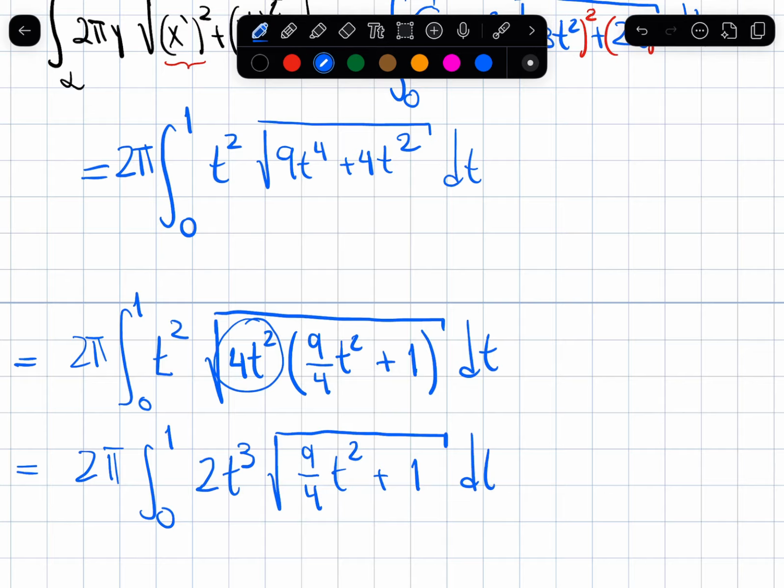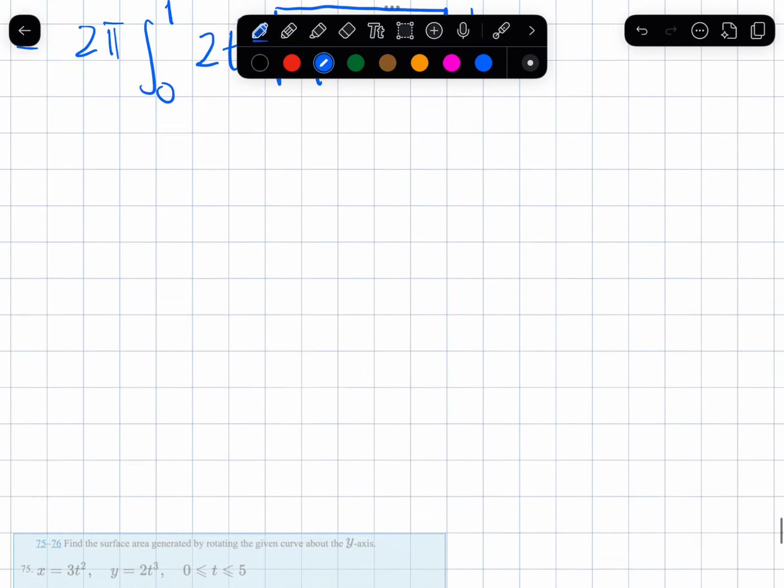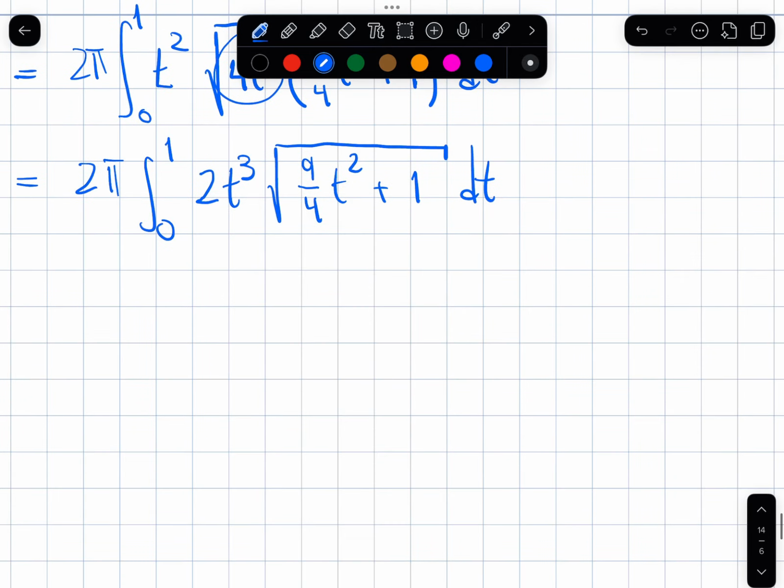I think up until now I've escaped trig substitutions, but I see that probably I won't have any escape right now. I think I'm going to have to use a trig sub at this point.